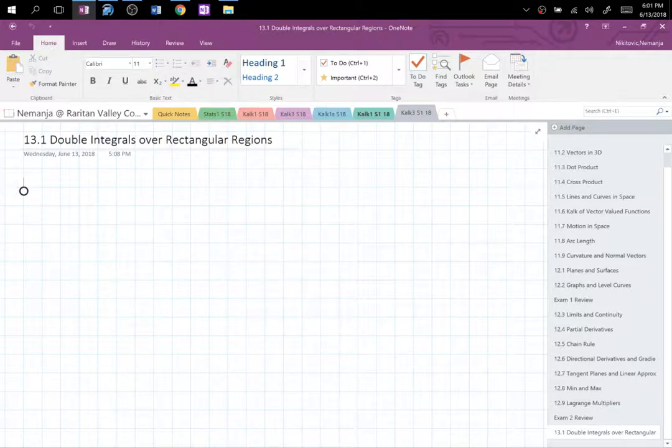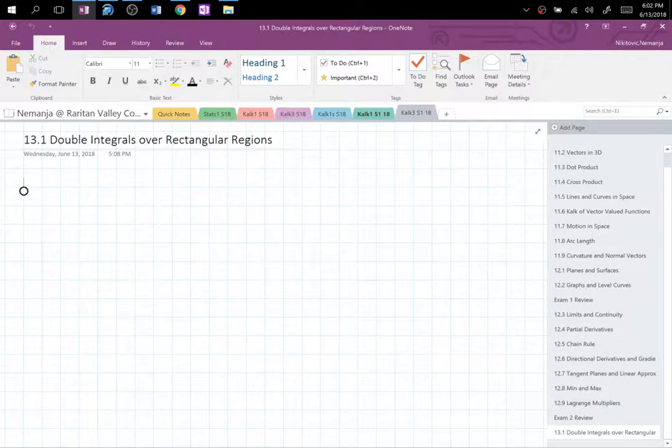So we are starting chapter 13, and the first order of business is to look into double integral over rectangular regions. So now, knowing the domain and knowing that the domain is two-dimensional is more important than ever.